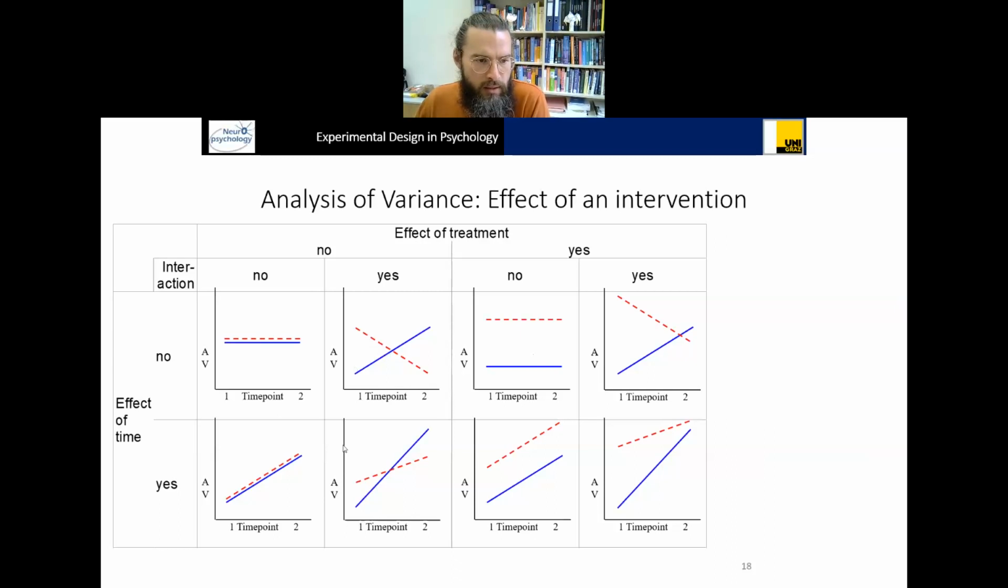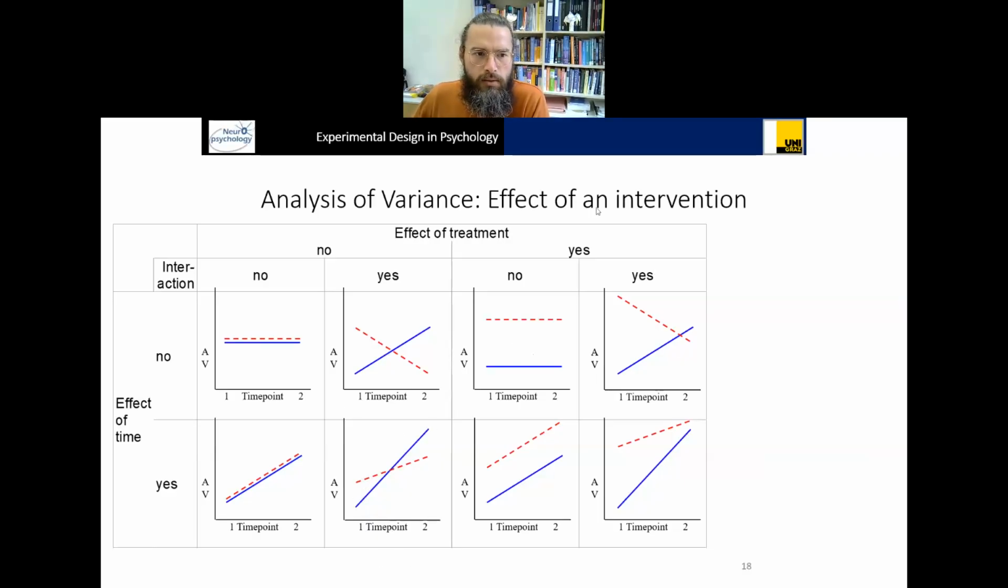situation. In these other cases here, you have a simple effect of time, but no interaction and no effect of treatment. So both treatments work equally well from the pre-test to the post-test. Here you have a more interesting case in which you have an effect of time, excellent, an effect of treatment, so the red treatment works not as well as the blue treatment, apparently, and you also have the interaction effect.